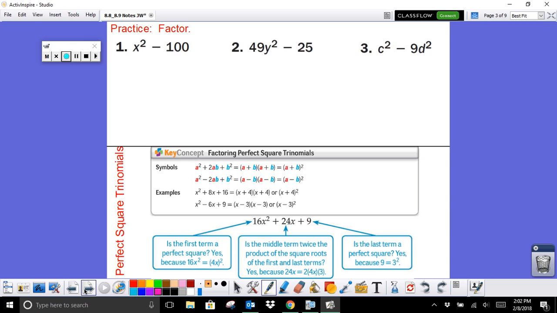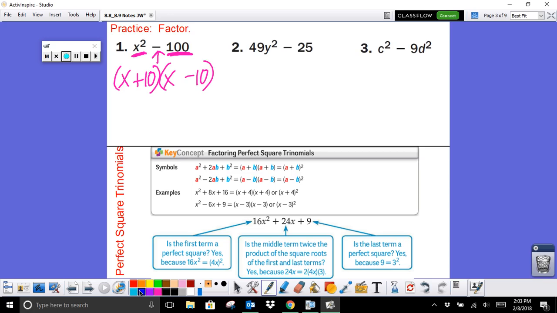So is x squared a perfect square? Yes. Is 100 a perfect square? Yes. And the minus tells me it's a difference. So that's good news because this is going to be easily factored. I know one is plus and one is minus. What times itself gets me x squared? x. What times itself gets me 100? 10. So x plus 10, x minus 10.